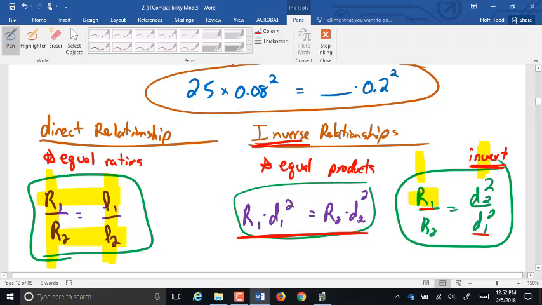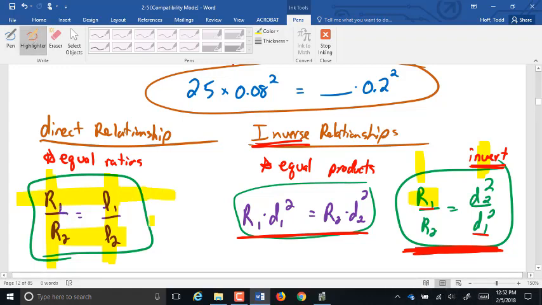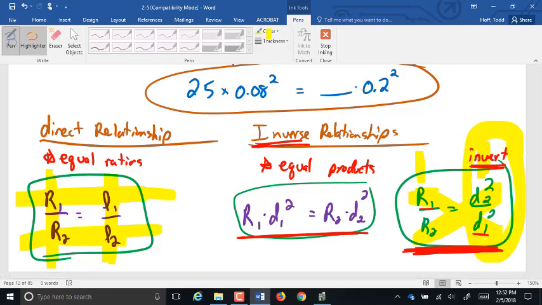You've got the resistance and diameter of wire 1 on the left side, resistance and diameter of wire 2 on the right side. But you are going to see it most commonly in textbooks and manuals set up like that. And like I said, that is an inverse ratio. Instead of having things related straight across like we're used to, it's the diagonal ones that are related. The reason for that is they've taken this second ratio and flipped it over for the inverse ratio.